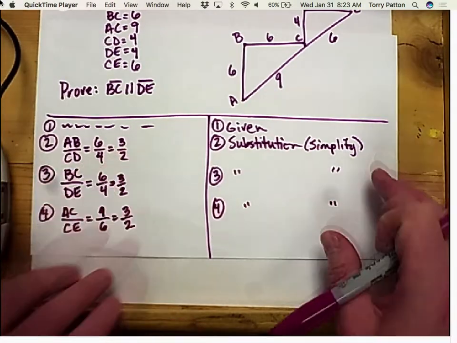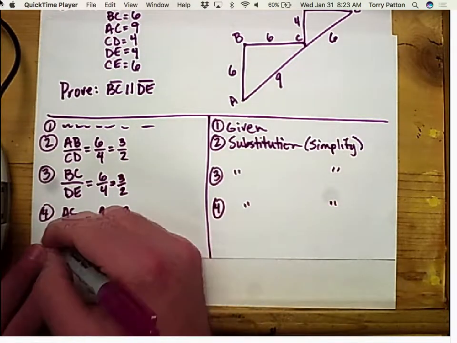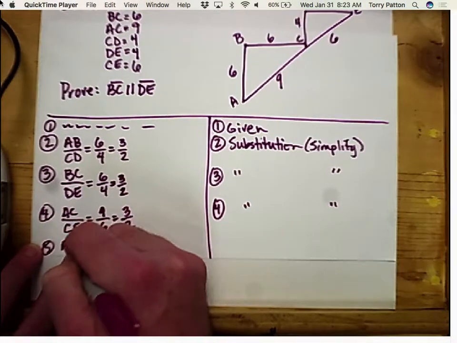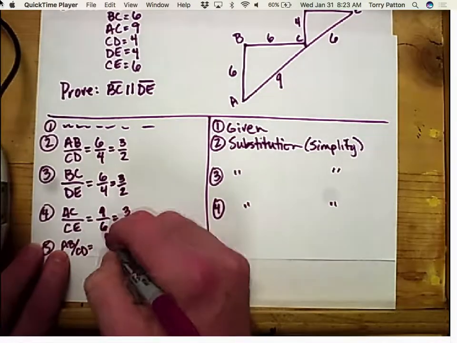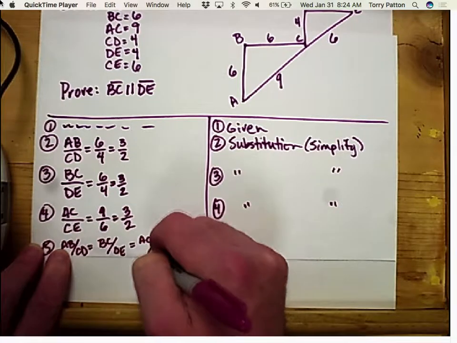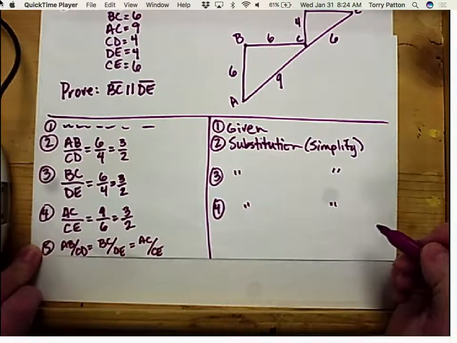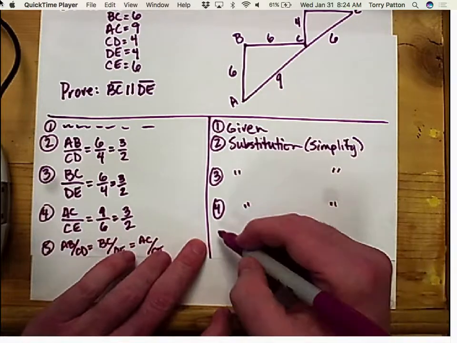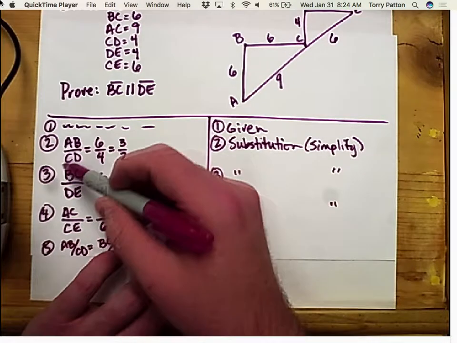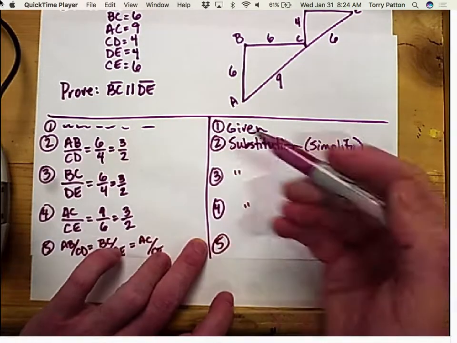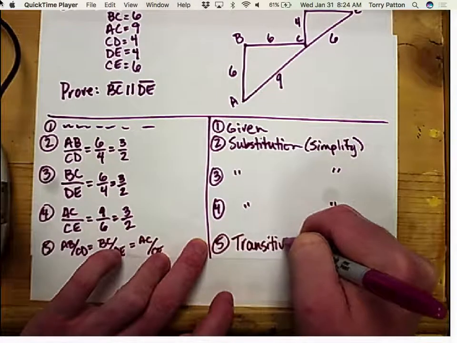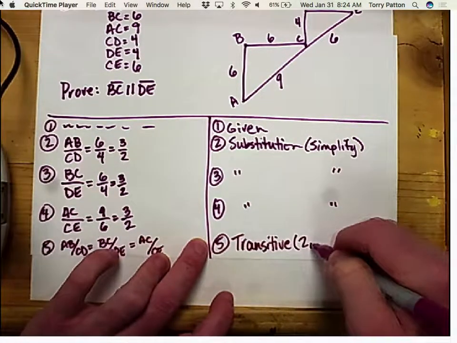What else do we know now? Well, all 3 are the same. So can we say AB over CD is equal to BC over DE is equal to AC over CE? Yes? Because they're all 3/2. Now you could either say transitive or substitution. Because if that equals that, but that equals that, but that equals that. Let's try it. Okay, let's call it transitive. And it's with steps 2, 3, and 4.